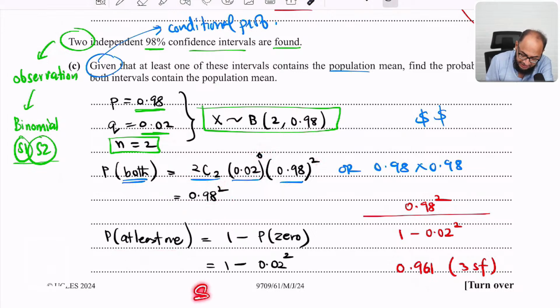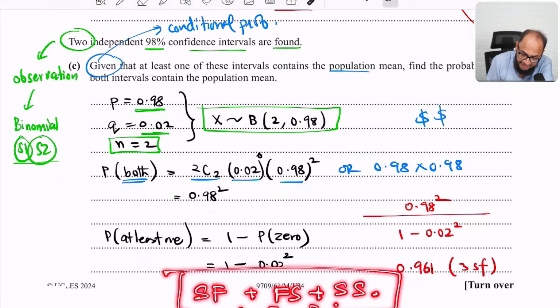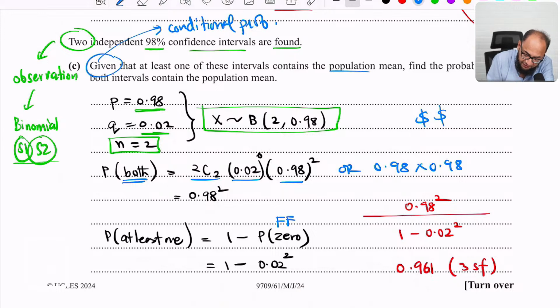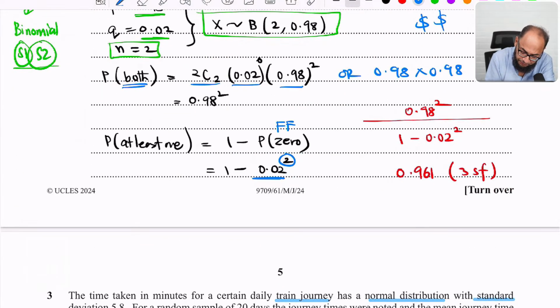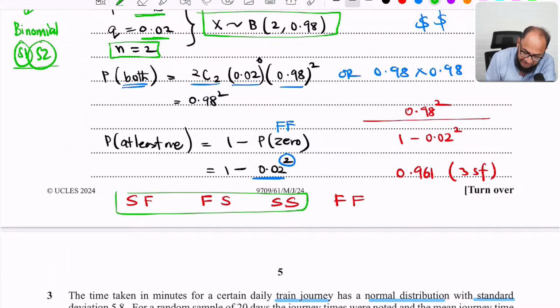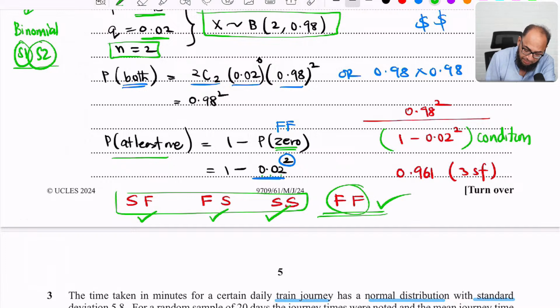Probability of at least one is success-failure, or failure-success, or success-success. Out of these, if I need this, that is 1 minus the probability of 0. Zero means failure-failure, so 1 minus 0.02 squared. Got the idea? Let me explain it further. This is success-failure, failure-success, success-success, and this is failure-failure. If I need the sum of these three probabilities, isn't it easier to find this one and subtract it from one? Of course it is. So I have found the probability of zero successes, that is both failures, and subtracted it. This at least one is your condition. We have done it the easy way, 1 minus both failures.